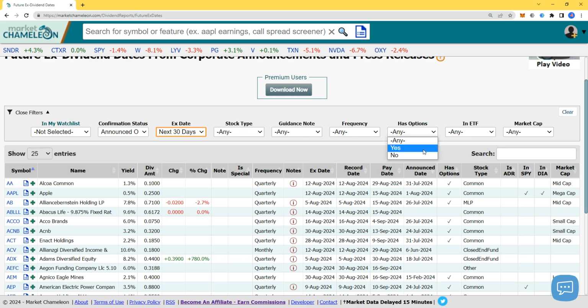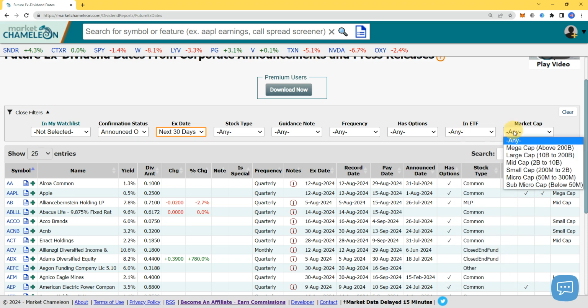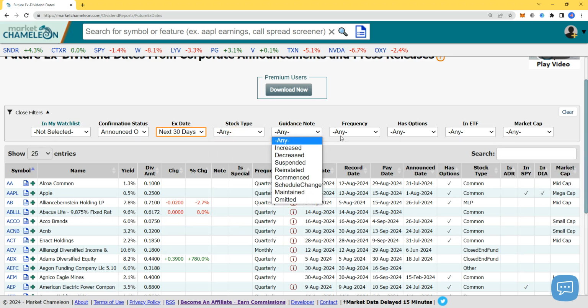Okay, and after that we got if they have options, so maybe you can play the dividend capture of the stock price. You can buy some puts. Not a financial advice, something to consider. ETF and the market cap also. I mean, it's up to you if you want to just go big or go all of them, up to you. So in here, this is what I'm gonna show you.